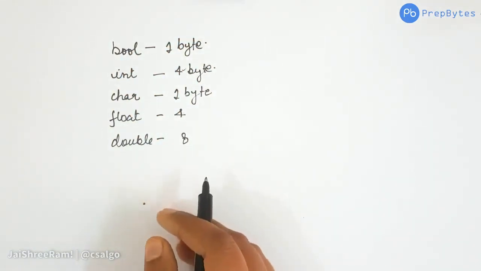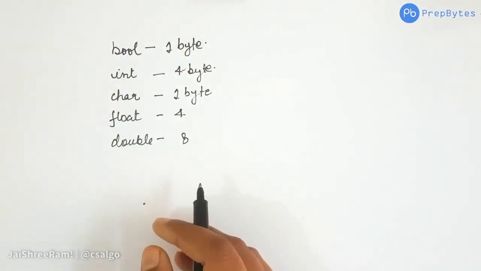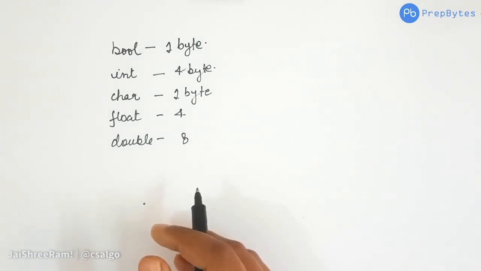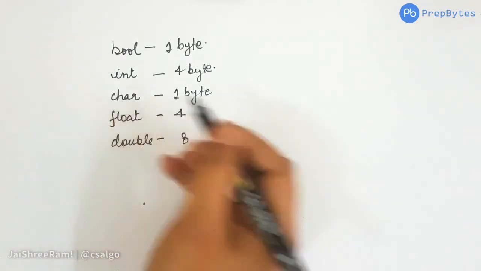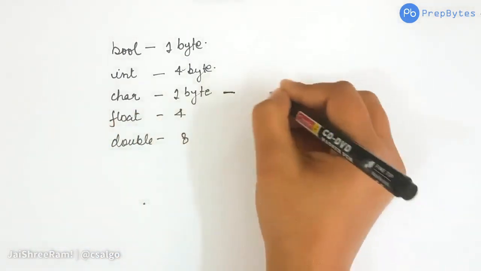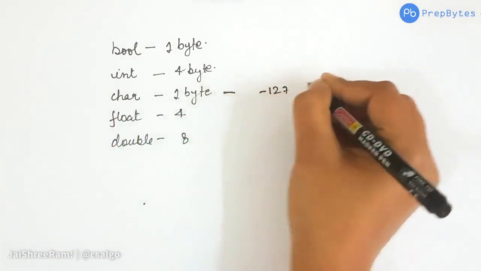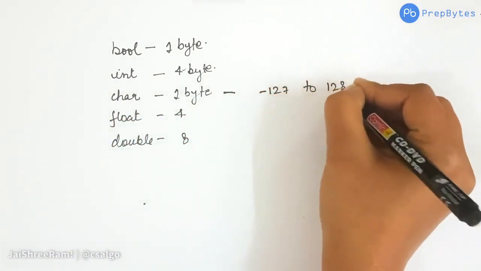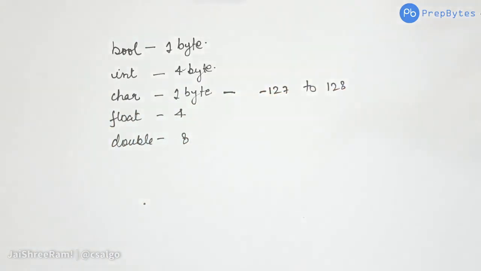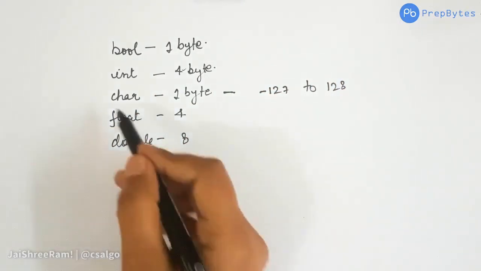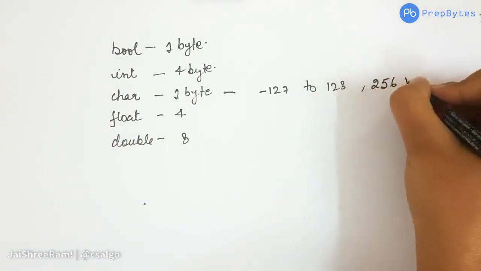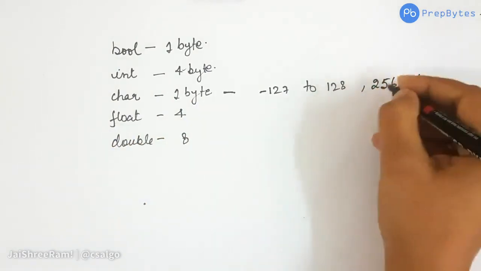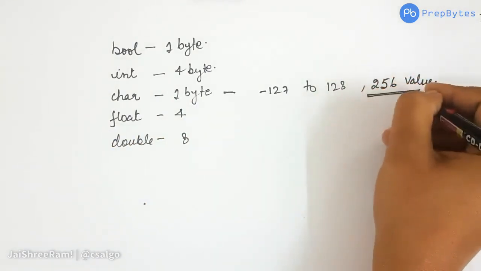Now I want to discuss how we come up with the range of a number, or let's say the range of a data type. We will always see in a book, let's say we take the example of character, that character can have values from -128 to 127. Or I can say that character can accommodate 256 values. So how do we come up with this 256 number?